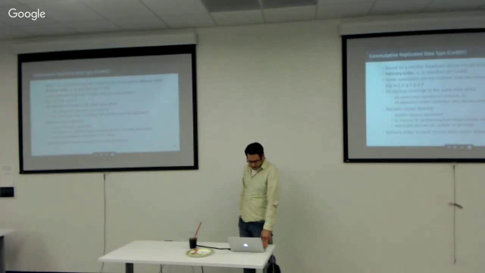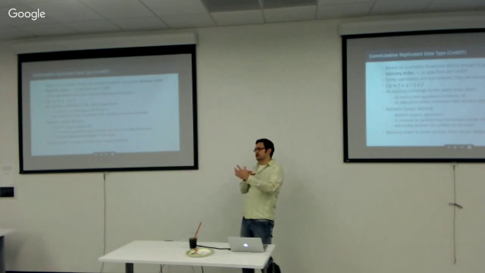So we know that all replicas converge to the same state when all of the concurrent operations commute with one another, which means that all of the execution orders are consistent with the delivery order, because the ones that are not in that order can be rearranged however you like, and it doesn't change the result.